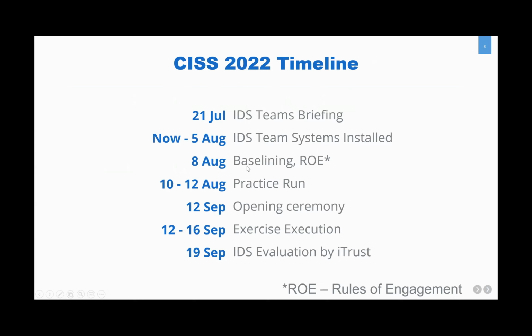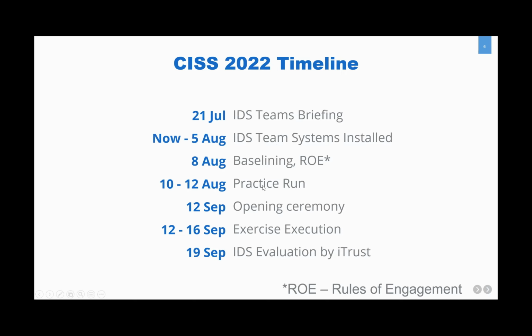Then on 8th of August, after all the systems have been installed, we'll conduct baselining as well as publish the rules of engagement for the exercise for all IDS teams to follow. And the baselining exercise will be basically running the plant in a very specific manner so as to align all your IDS systems to a common set of data parameters, which will help you fine tune your models and whichever way you detect anomalies. So this baselining exercise will be done on 8th of August first.